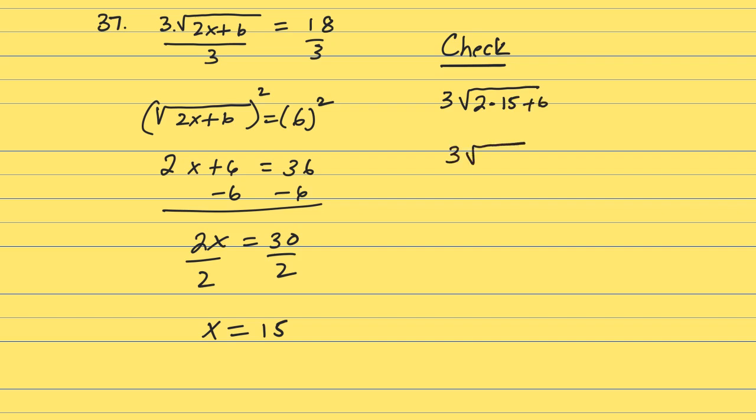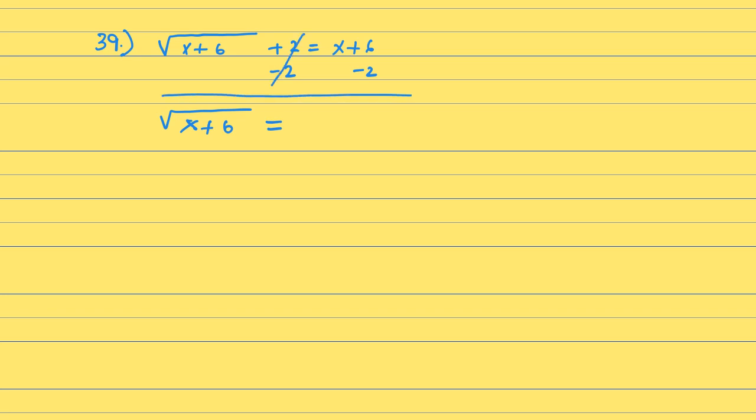3 times the square root, 2 times 15 is 30 plus 6. 3 times the square root of 36. And we're checking if that comes out to be 18. And I want to say that the square root of 36 is 6. 3 times 6 gives you 18. It does check. Let's go ahead and try 39.